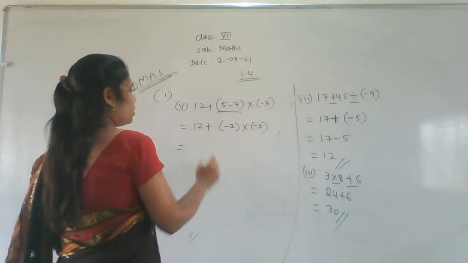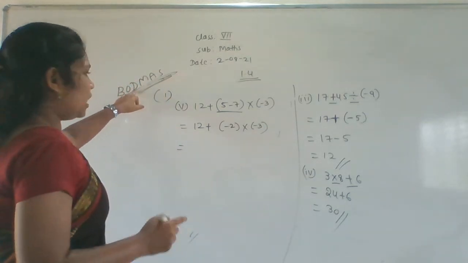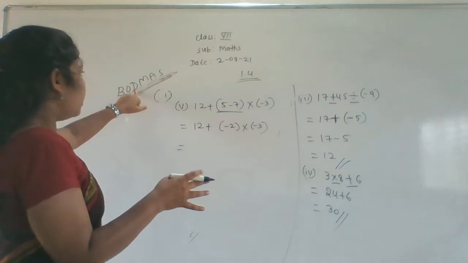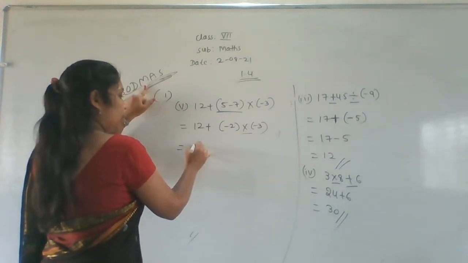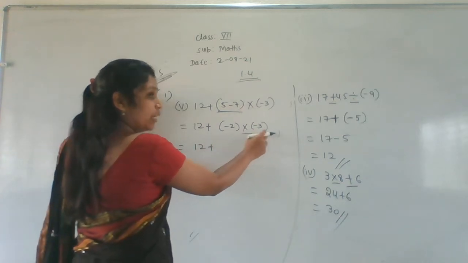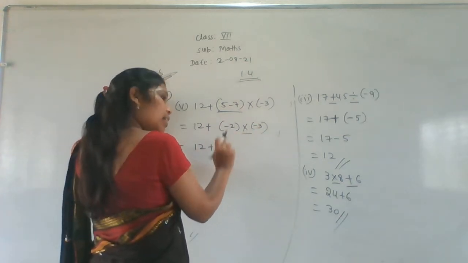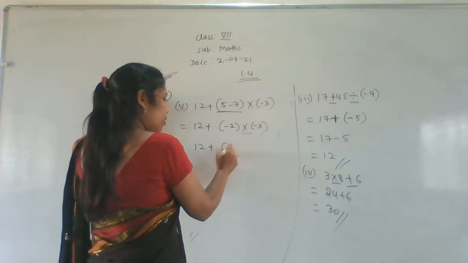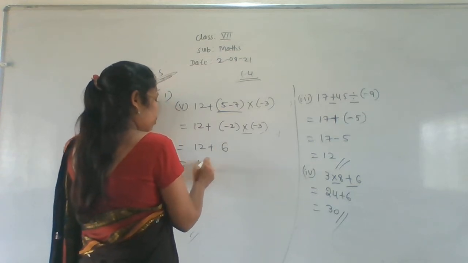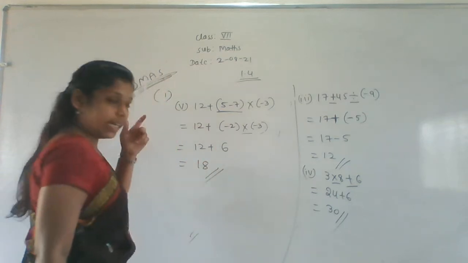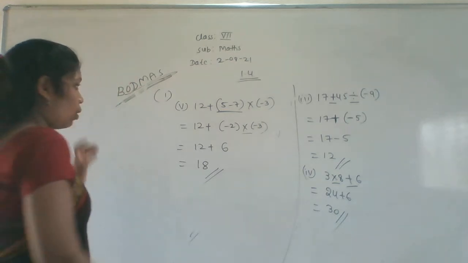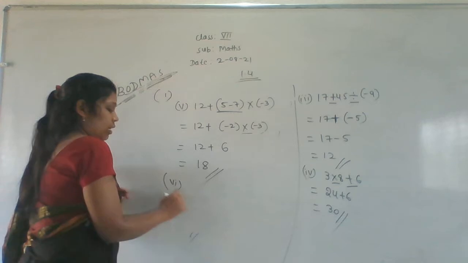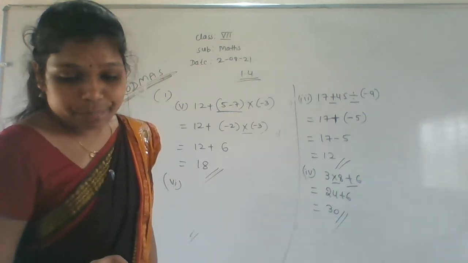Again, next, after bracket, is division there? No division. Then is multiplication there? Yes, here is the multiplication. Then do the multiplication. Minus 2 into minus 3. Minus into minus is plus, 2 3s are 6. Now add these two values. That will be the 18. 18 is the answer here. So like this we have to solve the given problems using the BODMAS rule.